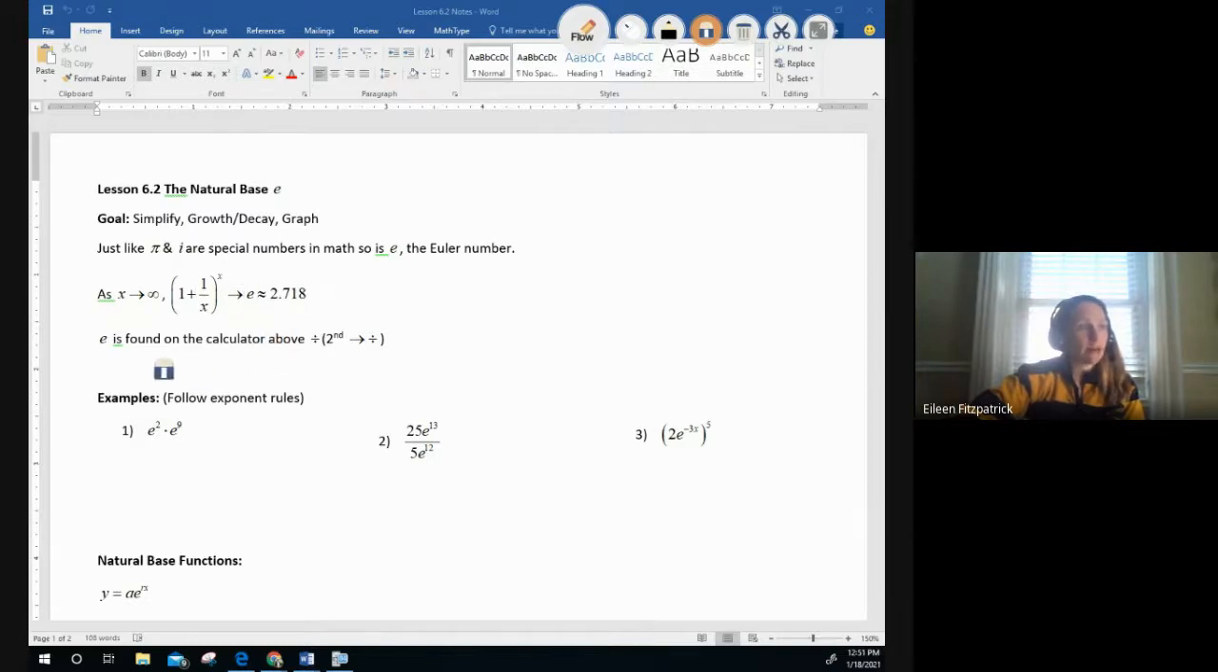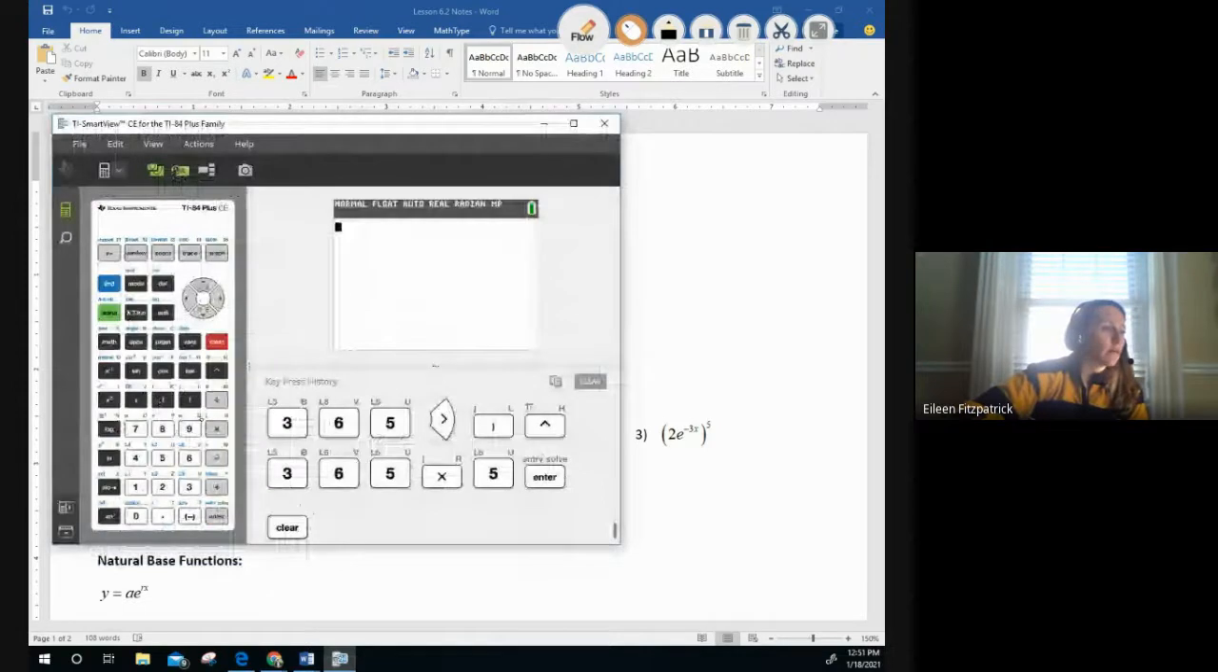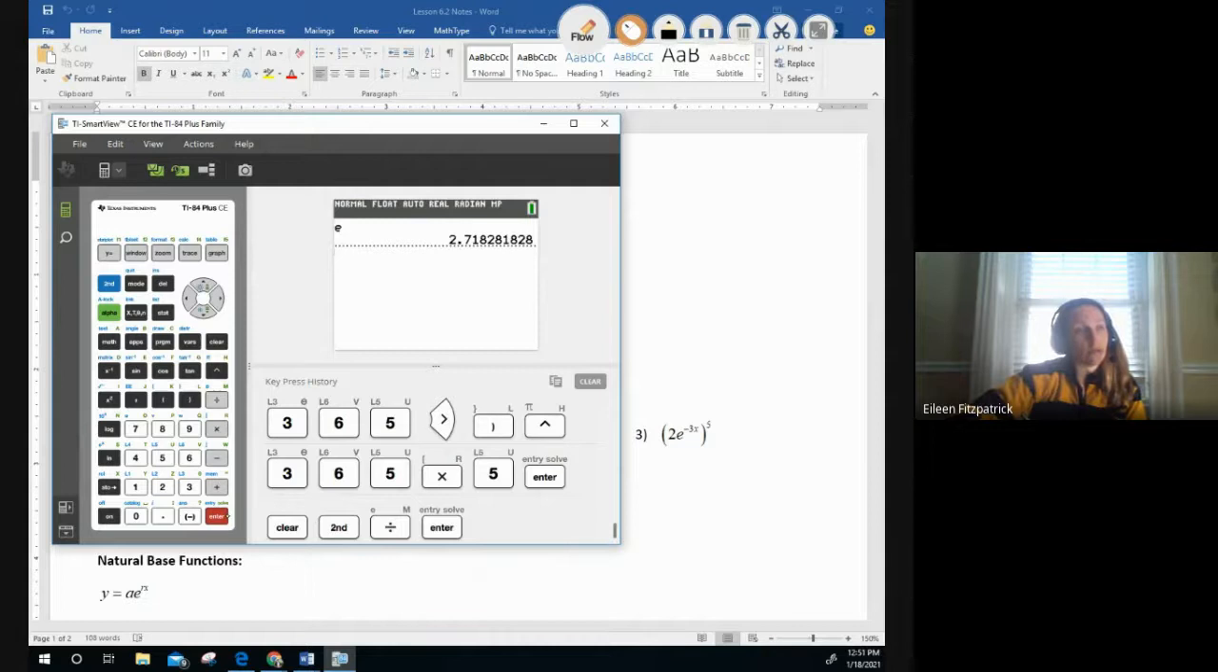All right, E is found on the calculator above the division sign. So I'll show that to you now. If I pull up my calculator, let me clear everything. Okay, there we go. Right above the division symbol on the calculator, you see E, right? So to get to it, since it's a blue function, I hit the blue key, the second key, and then I hit the division button, I get E. Now if I push enter, you're going to get the decimal approximation, approximately 2.718281828, and so on and so forth. So that is where E is on the calculator.